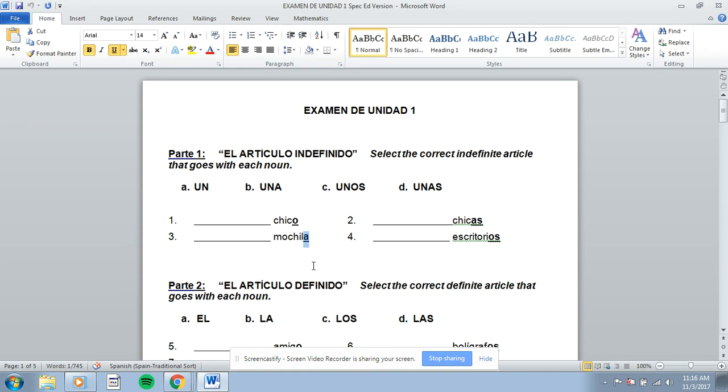And the last one, número cuatro, number 4, escritorios, ends in OS, so it's masculine and it's plural. So pick un, una, unos, or unas, whichever one is masculine and plural. For 1, 2, 3, and 4, you should have picked A, B, C, or D one time each.